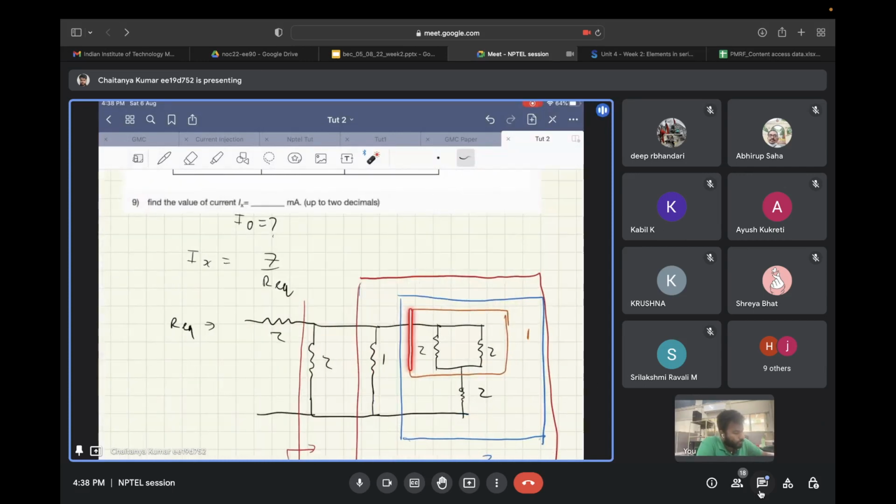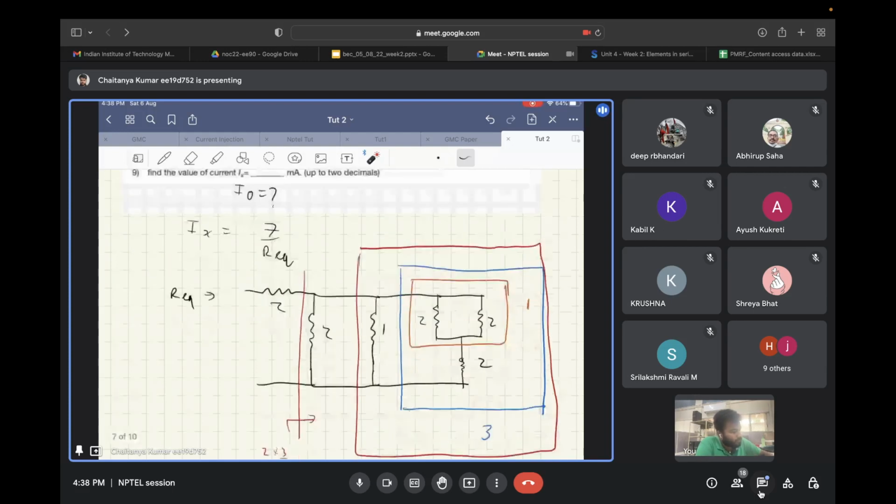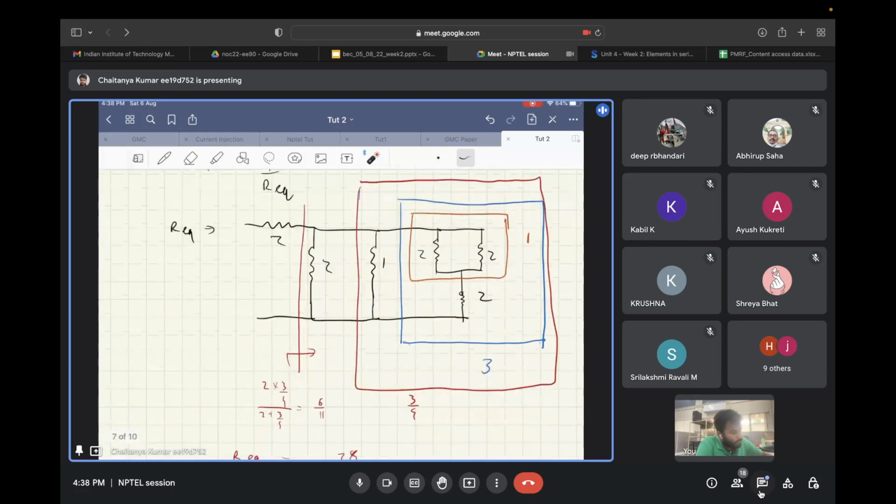So first of all, these 2 kilo ohm resistors in parallel, that will be 1 kilo ohm. Then 1 kilo ohm and 2 kilo ohm in series, that will be 3 kilo ohms. Then 1 kilo ohm and 3 kilo ohms in parallel, so that will be 3 by 4 kilo ohms.